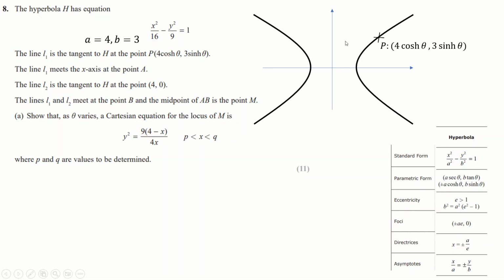General point there. We have a line L1 meeting the x-axis at point A. So L1 is tangent at this point. So just draw a line tangent to that, meets it at A. Good. Line L2 is tangent at the point (4, 0).